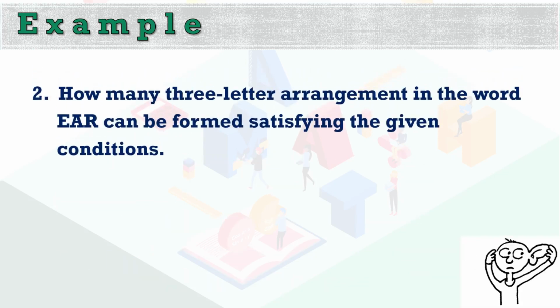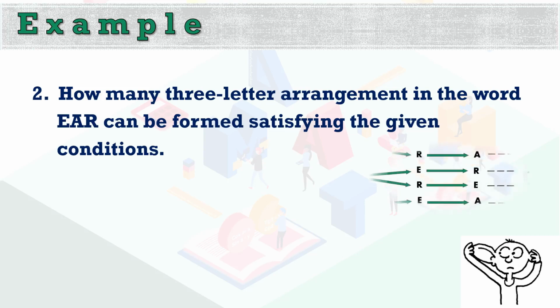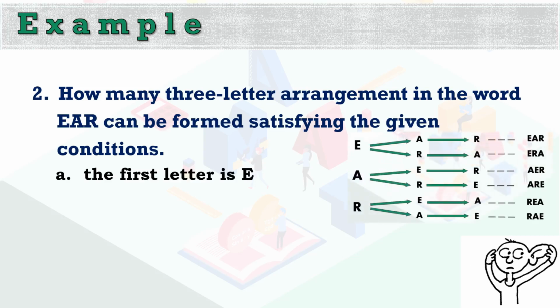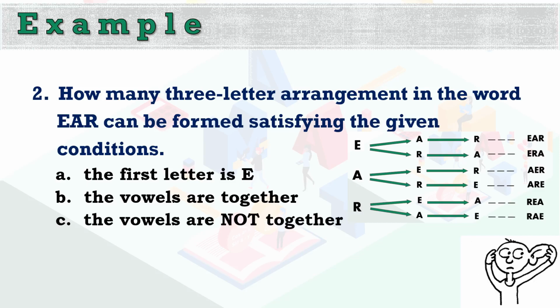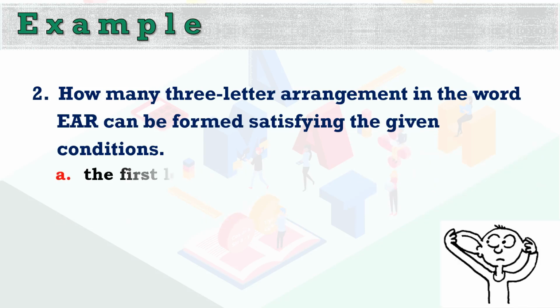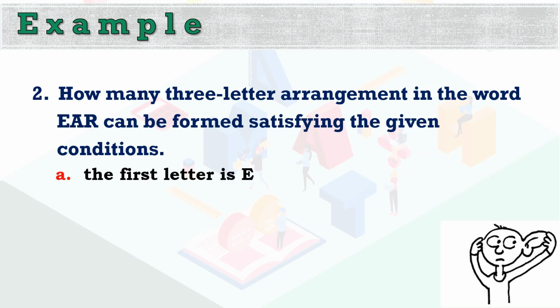Example number 2. How many three-letter arrangements in the word ear can be formed satisfying the given conditions? So we will refer to the solution of example number 1. For letter A, the first letter is E. For letter B, the vowels are together. For letter C, the vowels are not together. So let us have our solution to letter A. The first letter is E.